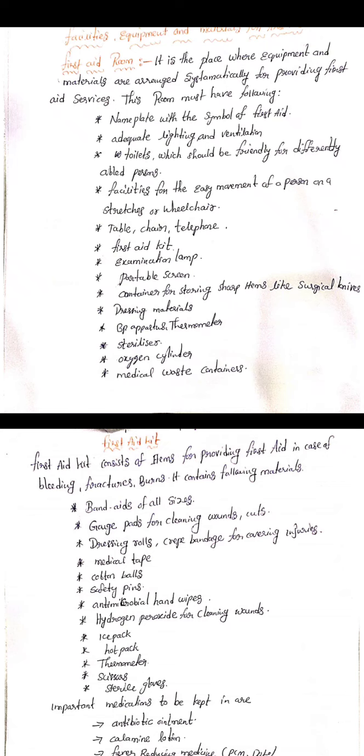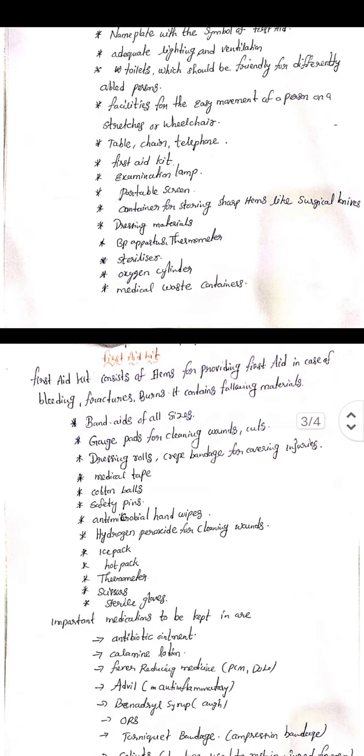Next, a container for storing sharp items like surgical knives. One container for keeping the scissors, curved shaped scissors or any surgical instruments. Next, dressing materials. Dressing materials means cotton, gauze piece, like that. Next, BP apparatus. BP apparatus means sphygmomanometer for checking BP. Thermometer, for checking body temperature.